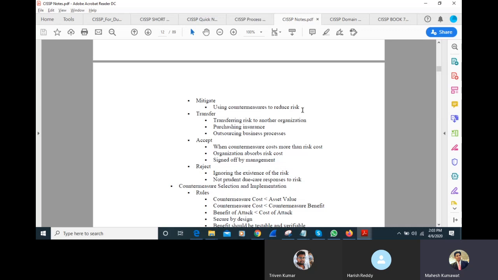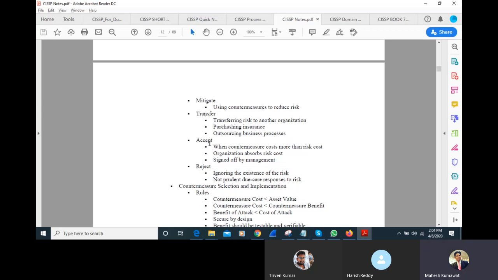First of all, we need to identify the risk, so we can go for mitigating the risk. We have reduced the risk; we require some countermeasures. Then the second option is to transfer the risk. Transfer the risk means transferring risk to other operations, purchasing insurance, outsourcing business processes. So you can transfer this to other organizations, purchase insurance, or outsource the business processes. So you transfer your risk.